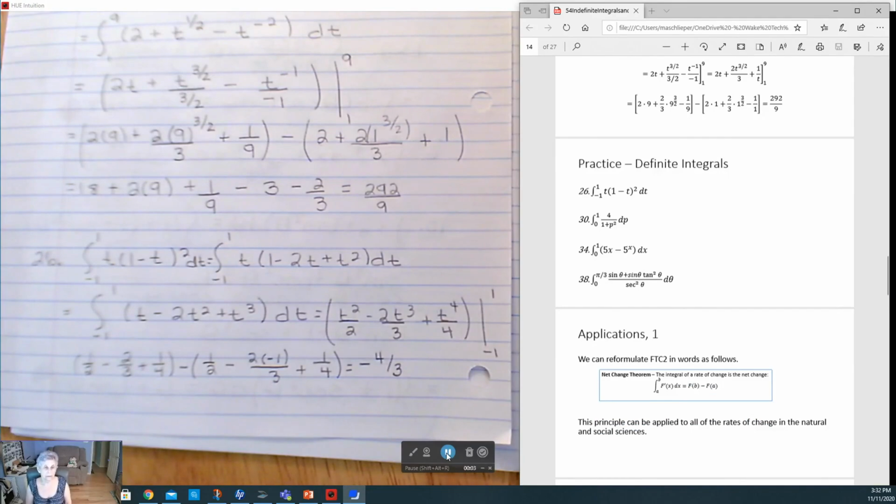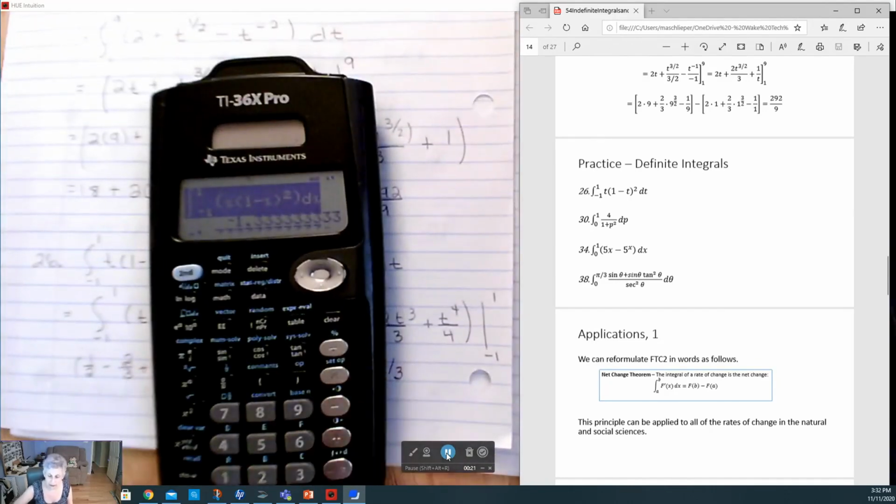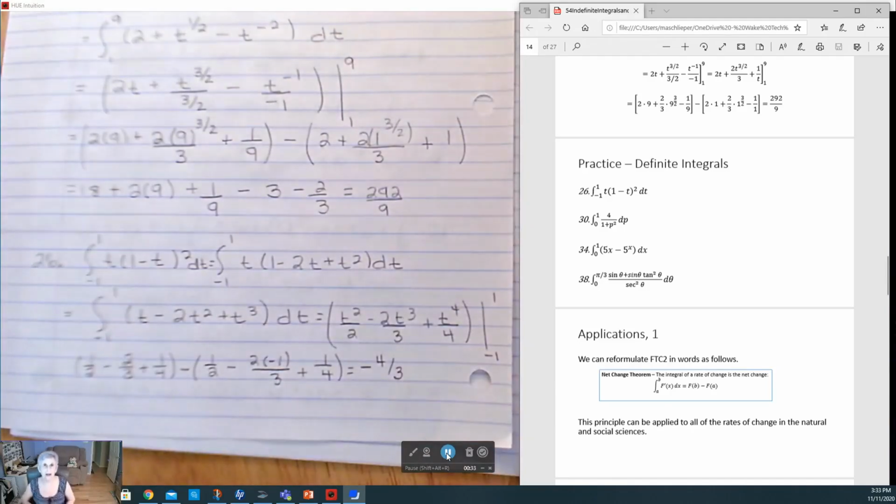Okay, I FOILed, I distributed, I ended up with a trinomial that's easy to use the power rule. Add 1, divide by the new exponent, add, divide. I plugged my 1's in and I got an answer. I also went ahead and plugged it into the calculator and checked my answer. I made it into a fraction so I could see that, yes, indeedy, I had it right. So let's look at the next one.